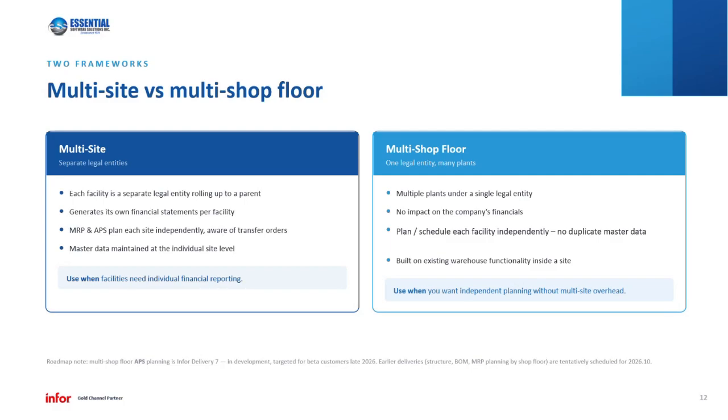Multi-shop floor for APS is scheduled for delivery 7 in Infor's roadmap for beta testing in late 2026. I believe it's the October release. If anybody's curious about when that will be available, or would like to get a beta key and start testing it for their organization, reach out to me or Con and we can get you more detail and help provide a roadmap of what that's going to look like later this year. If you are on MRP and you're interested in multi-shop floor, you can get a beta key right now, and it should be fully released, I believe, later this year as well.